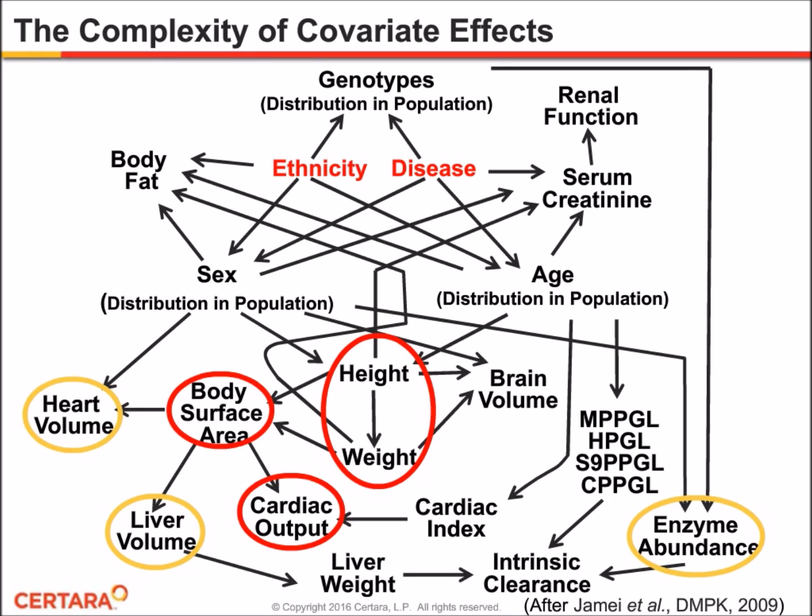If you add other covariates such as ethnicity and disease, these are also taken into account, and these basically govern the covariates that go into generating your population.